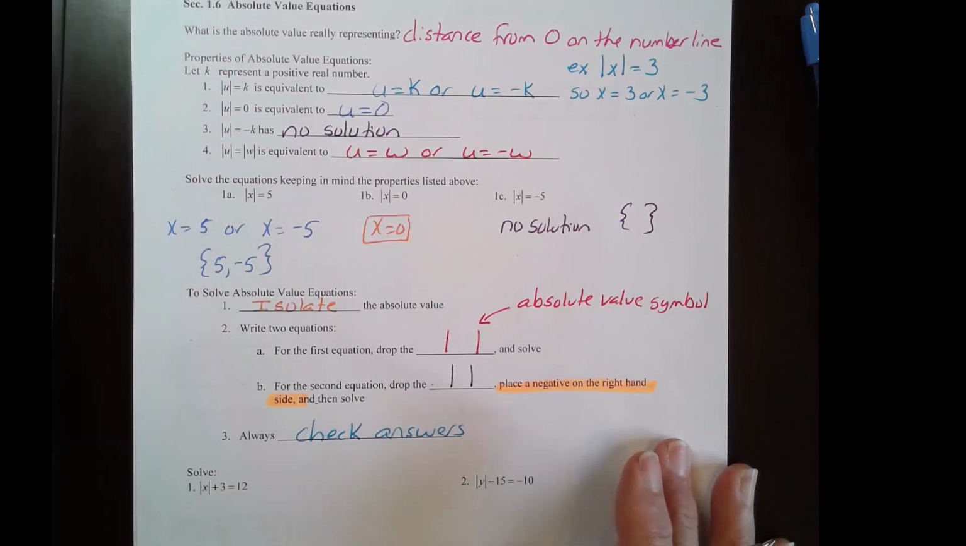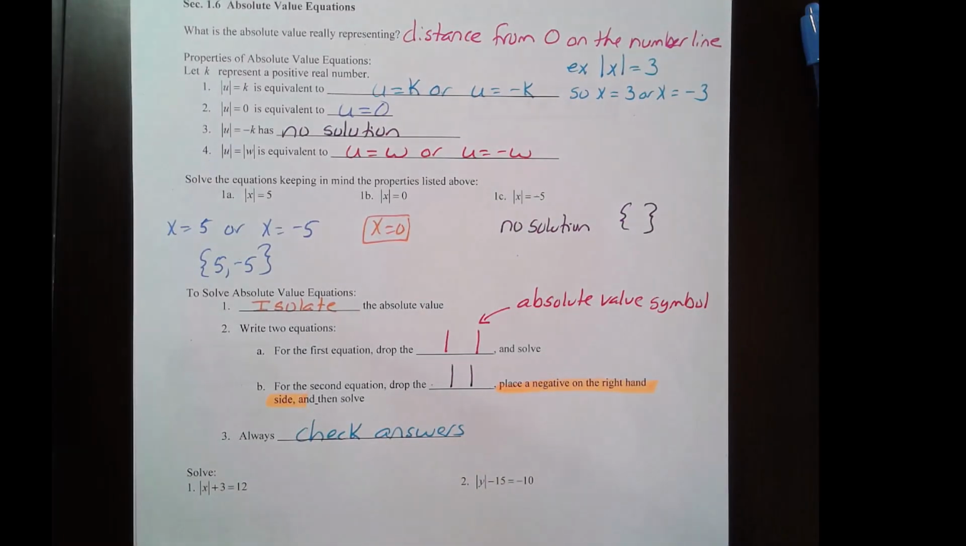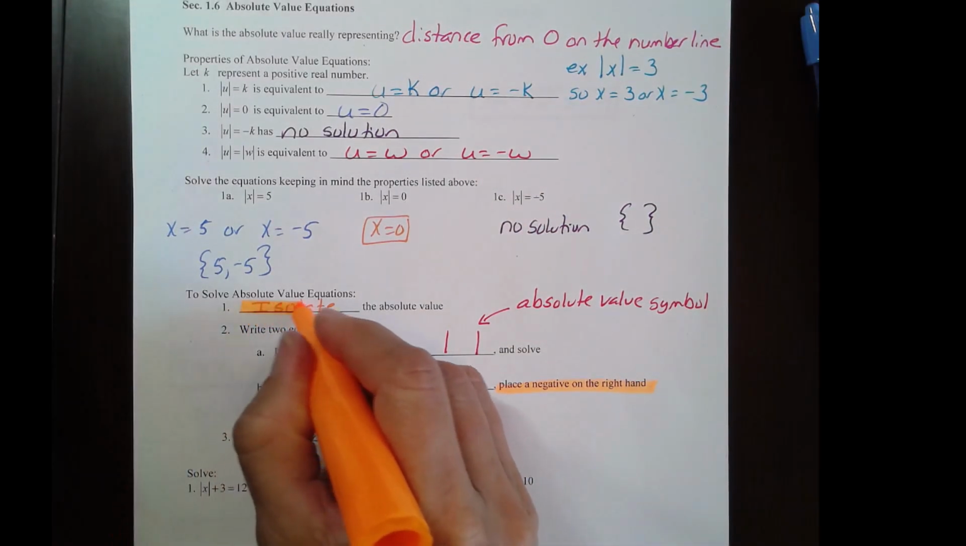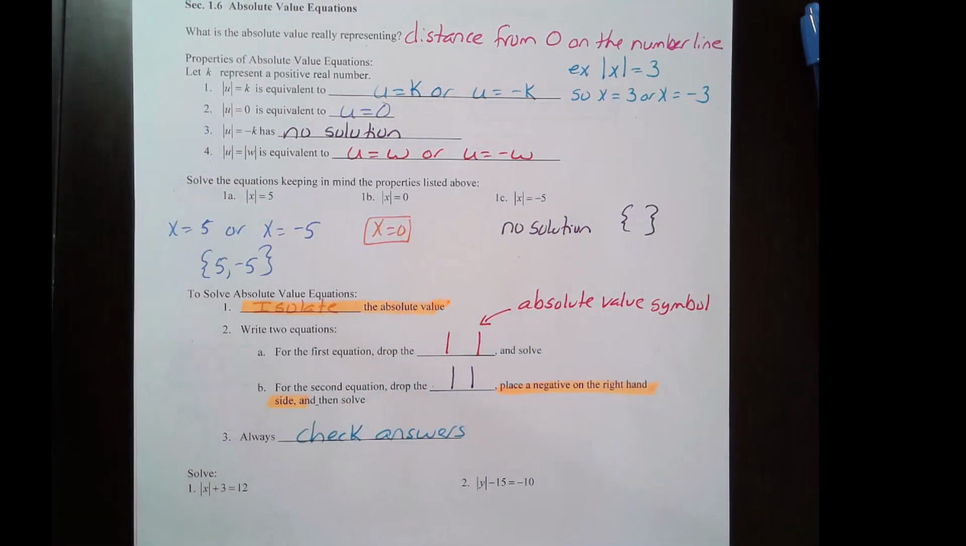So, to solve absolute value equations, what should we do? The first thing is isolate. And this is something that I want to make sure you highlight or star, because you must isolate before you start with solving. So what does isolate mean? Get the variable by itself.